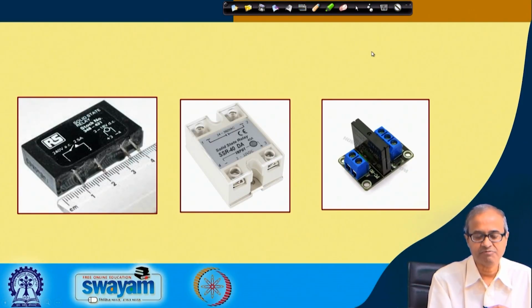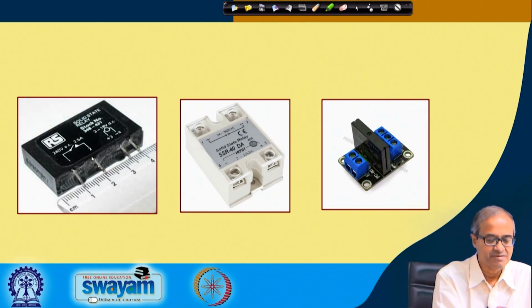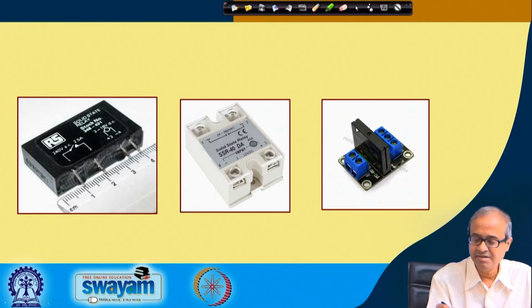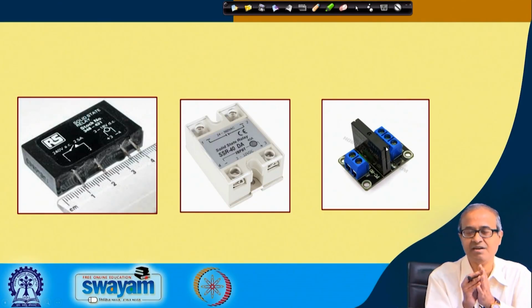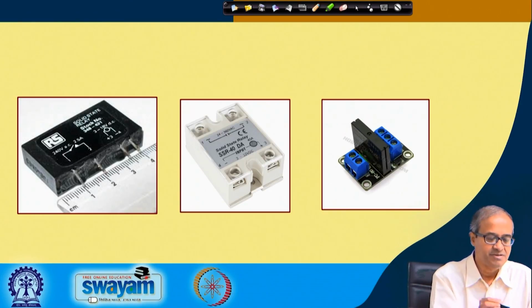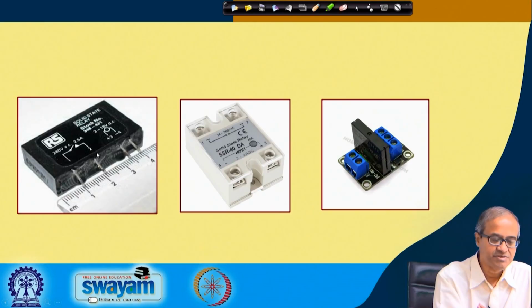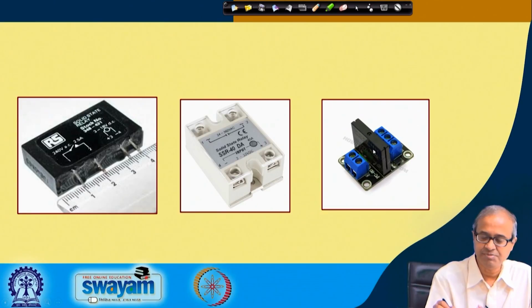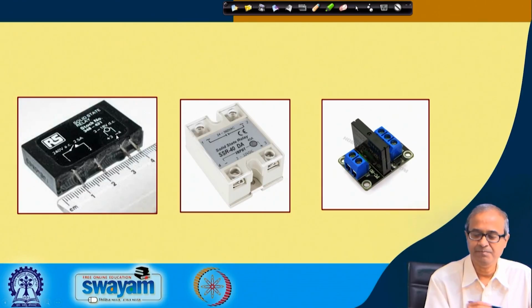These are some pictures of solid state relays. You see the middle one says that it works from 24 to 380 volts AC. These are much smaller in size because they are made of solid state semiconductor devices. The one on the left, you can see the dimension, is about 4 centimeters in total size. This middle one, the same device, is being shown here.